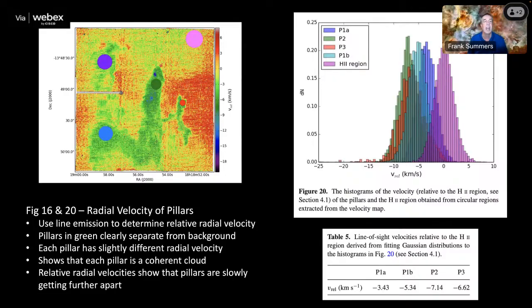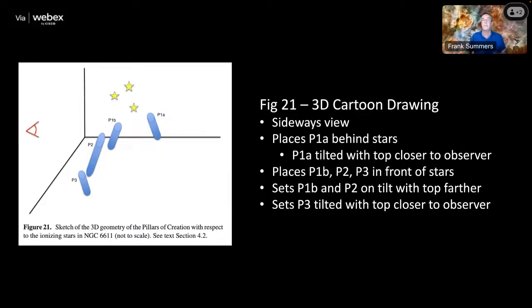yourself. They came up with a cartoon drawing of the three-dimensional structure. All right, so those three stars that I mentioned that are important. Oh, by the way, this represents the observer's eyeball, okay? So the observer is looking from the left into this image, all right? These are the three stars, the ionizing stars, the ones that are creating the big stellar winds and radiation that create the pillars. And this is their cartoon drawing of pillar 1A in the back, pillar 1B in front of that, pillar 2 in front of that, and pillar 3 in front of that.